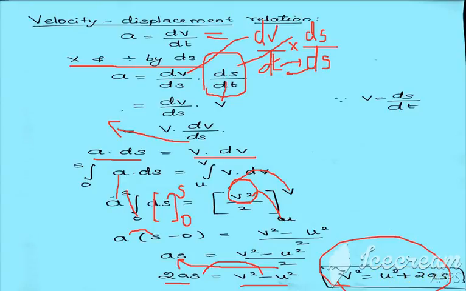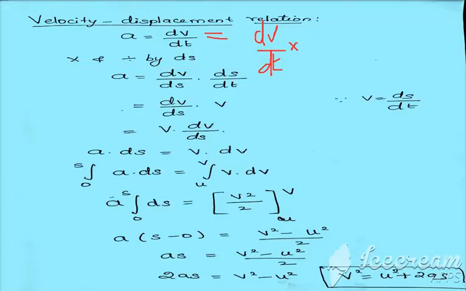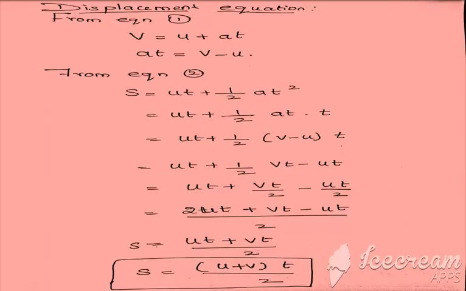Okay, clear? So the first equation which we got is v is equal to u plus at. Then the second equation is s is equal to ut plus half at square. Then the third equation is v square is equal to u square plus 2as. Then the next equation, we are going to derive using the first and the second equation. What is the first equation? v is equal to u plus at. Then the second equation is s is equal to ut plus half at square.